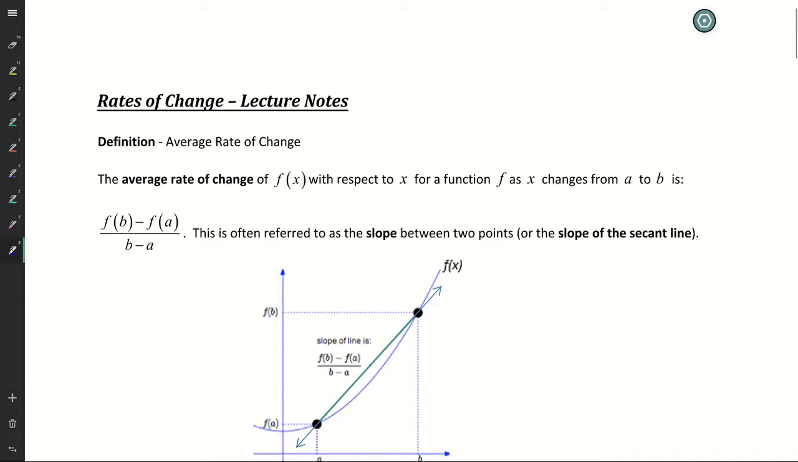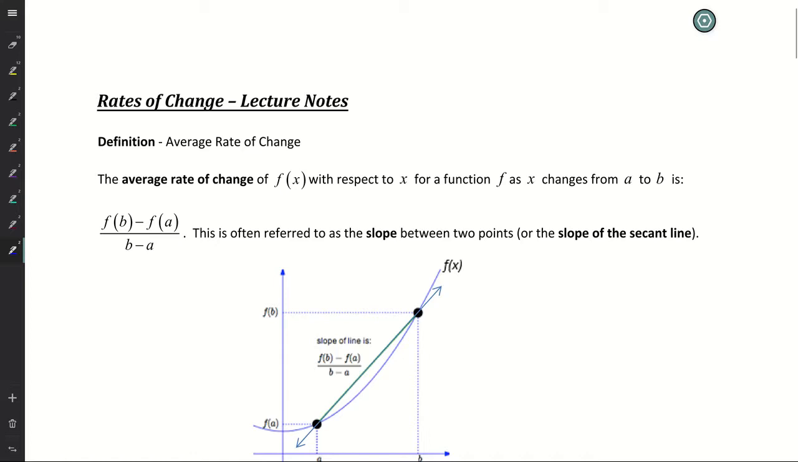In this video, we're going to look at rates of change. So the first thing I want to do is look at the definition of the average rate of change. The average rate of change of f of x with respect to x for a function f as x changes from a to b is, and then we have this definition, f of b minus f of a all over b minus a. That should look familiar because that particular definition is actually our definition of slope.